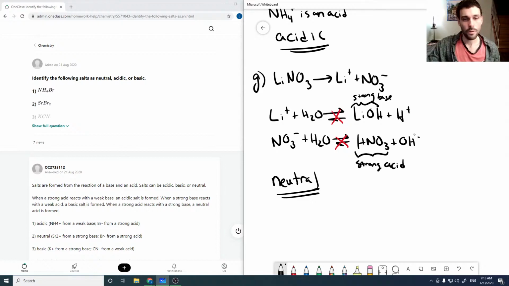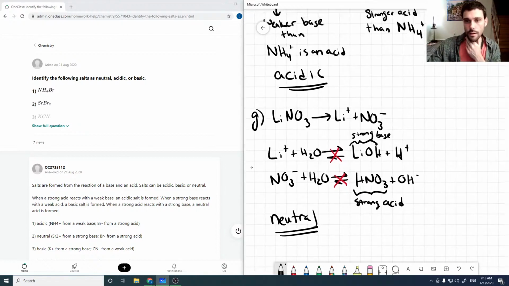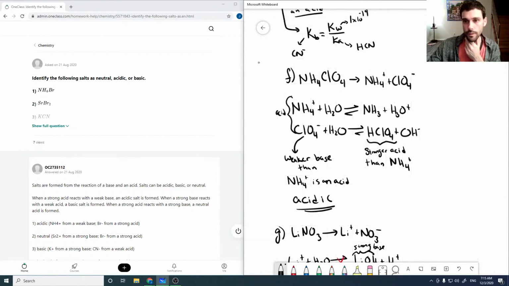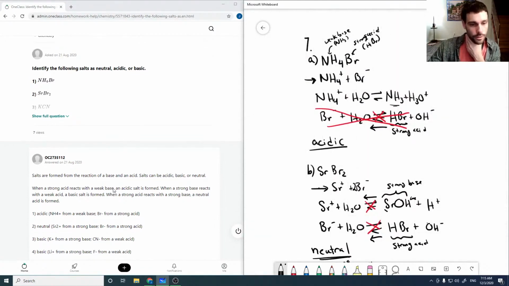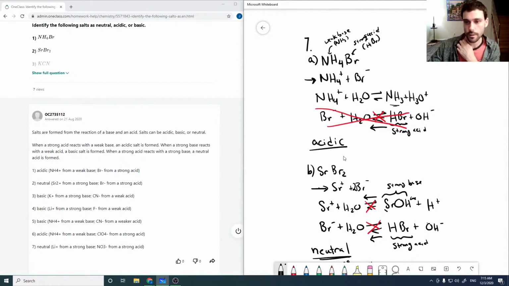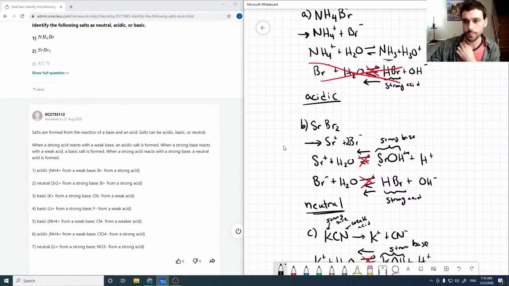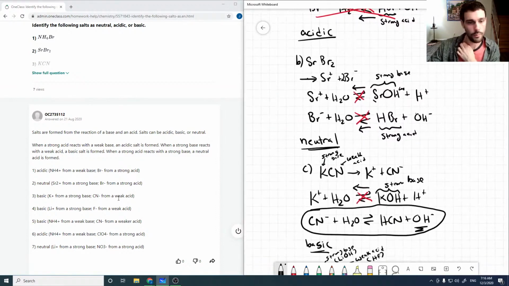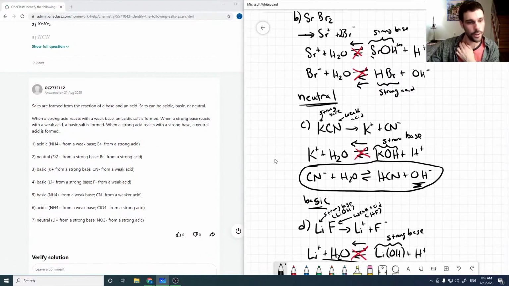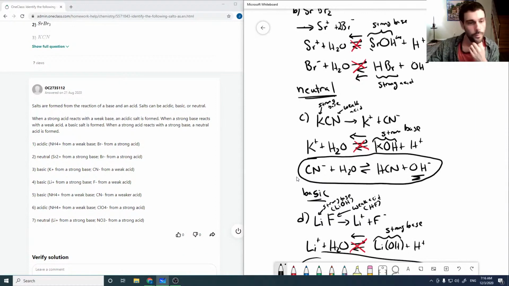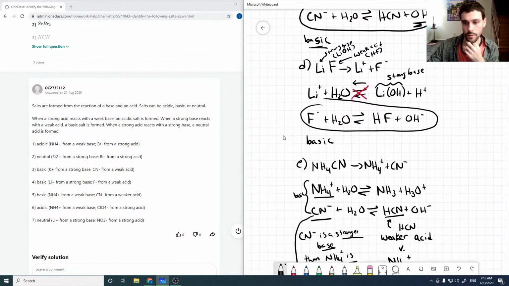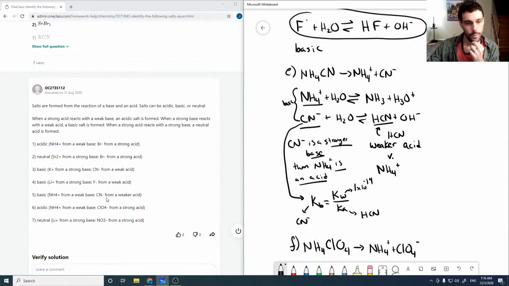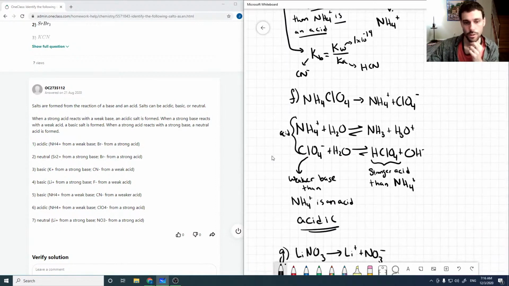Okay. So I ran through a bunch of them there. Hopefully it made some sense. So let's check through our solution here. The first one is acidic, looks good. The second one is neutral because they're both strong acid, strong base. The third one will be basic. The fourth one will be basic. The fifth one, which was the competition between the two, is basic. The sixth one, which again is a competition.